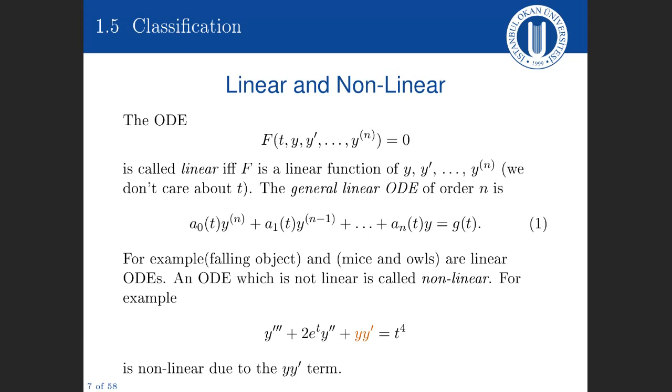Let me use my trick. We don't care about the functions of t, so forget about these. We just cross these out. And we don't care about the derivatives, so cross out all the derivatives. Do we have y plus y plus y plus y is equal to 0? The answer is no. We have y plus y squared equal to 0. Y squared, we know the graph of x squared is not a straight line. This is a non-linear equation.